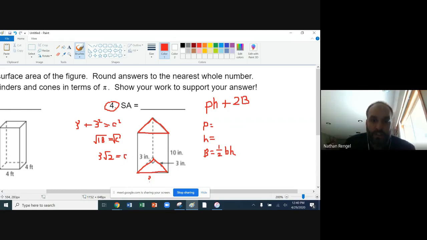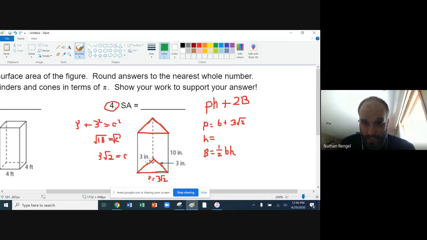You may have also noticed that since 3 and 3 make this an isosceles right triangle, it's a 45-45-90, so my missing side is 3 root 2. That makes my perimeter 3 plus 3, which is 6, plus 3 root 2. I have to leave it like this because I cannot combine the irrational 3 root 2 with the rational 6.